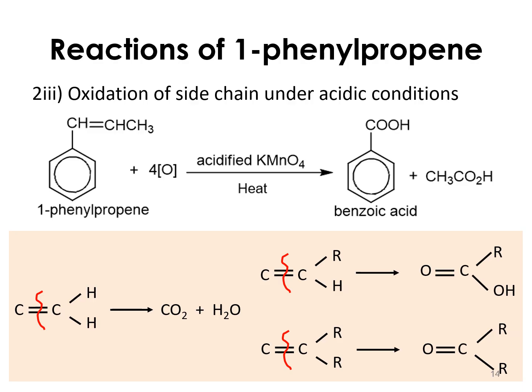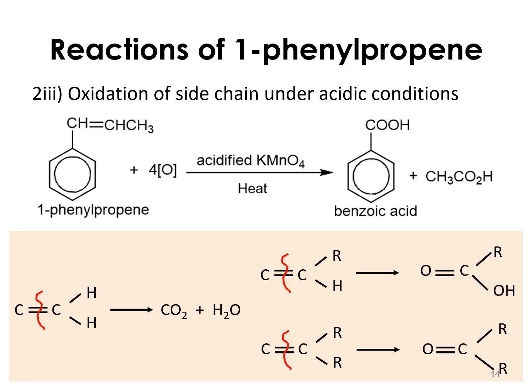For example, a terminal alkene fragment will give CO2 and water upon oxidation. When one R group and one H is attached to the carbon of the C=C double bond, we obtain a carboxylic acid. When two R groups are attached to the carbon of the C=C double bond, we obtain a ketone.